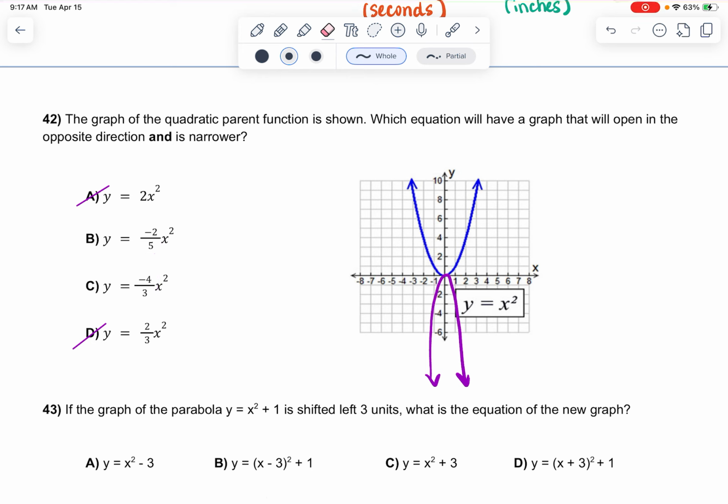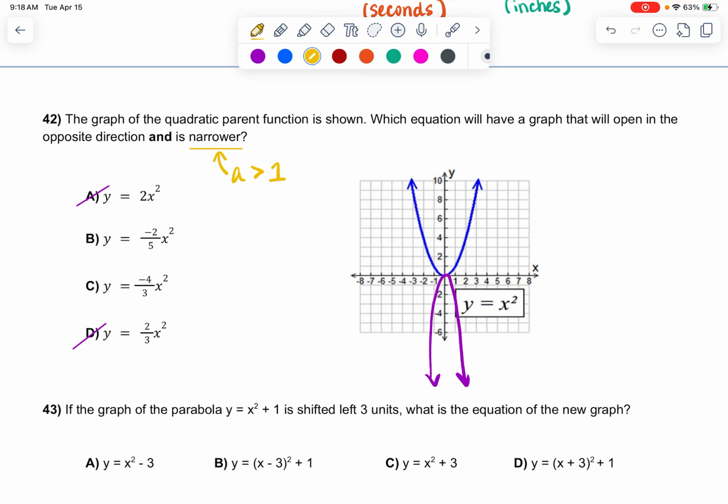Now we need to talk about the narrower part. Well, remember, the only way a graph can get narrower, we talked about this in class, that means it's getting skinnier. And the only way something can get skinnier is if you stretch it vertically, so it has nowhere else to go but in and get skinnier. And so that means that a has to be a number greater than 1.